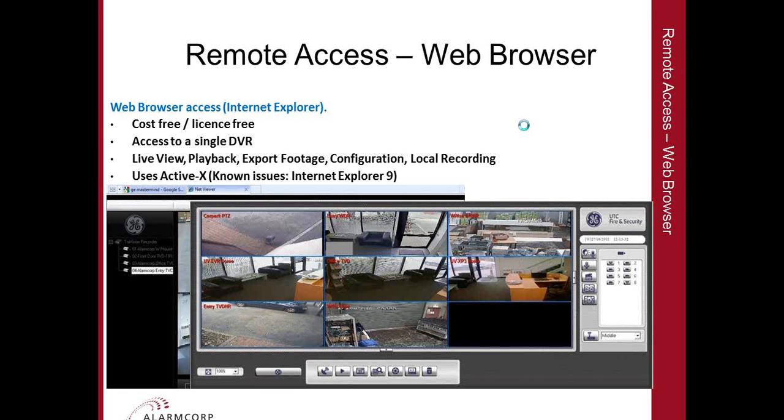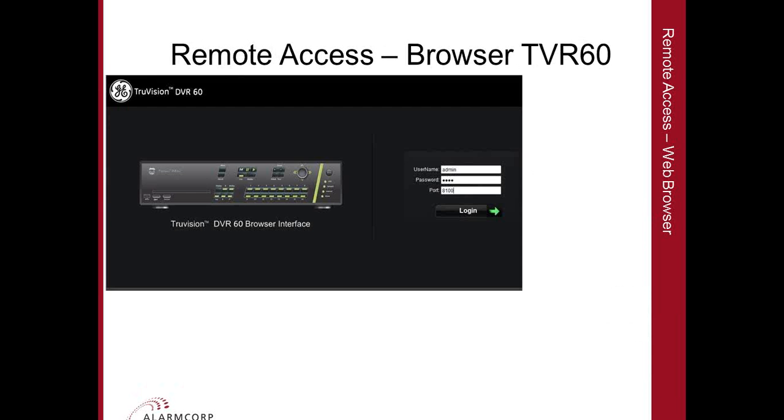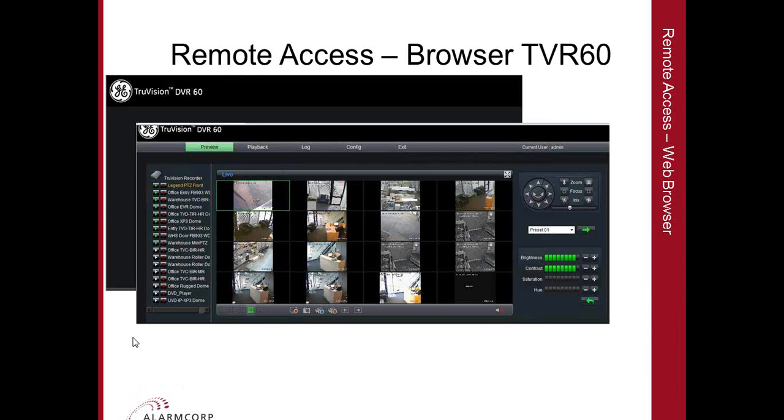Okay, a little bit more on web browser access. This is showing you some examples from the TVR60. That's what the normal login screen looks like. So you put in the login details. Next, we have got the live view screen, which shows you cameras on the left. You can select multiple camera views. The default is the 16-way camera view, but however you can see in the bottom left-hand corner, you can select single camera, quad camera, 9 cameras, all the way up to 25 cameras.